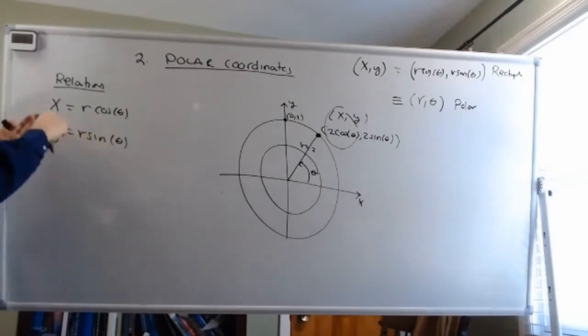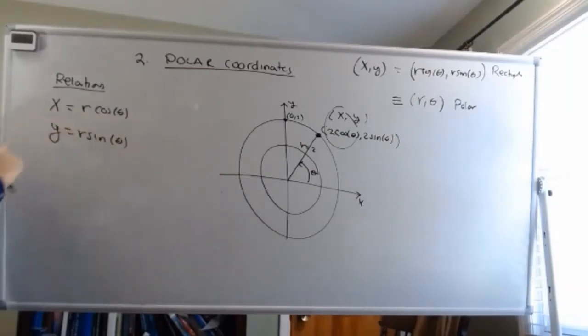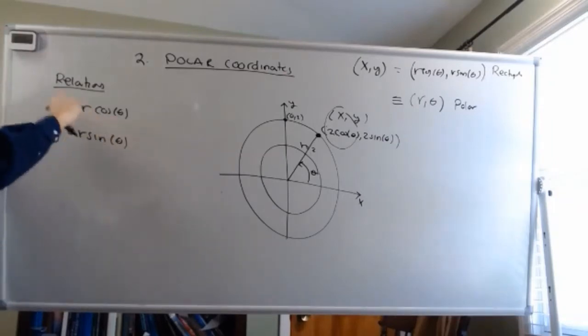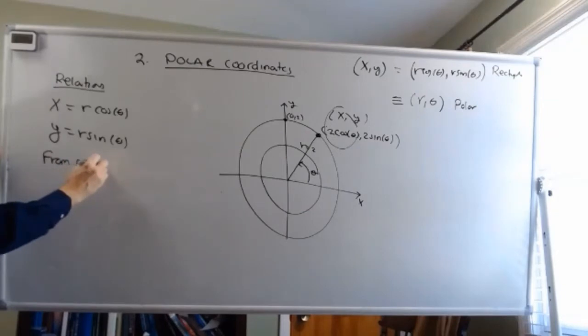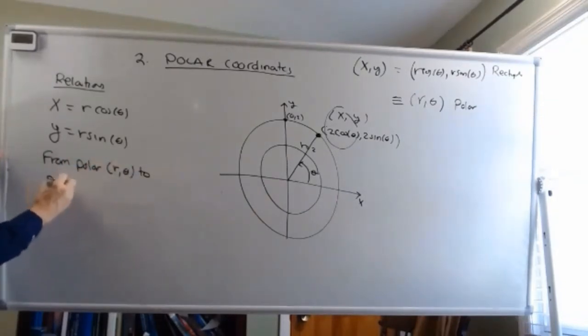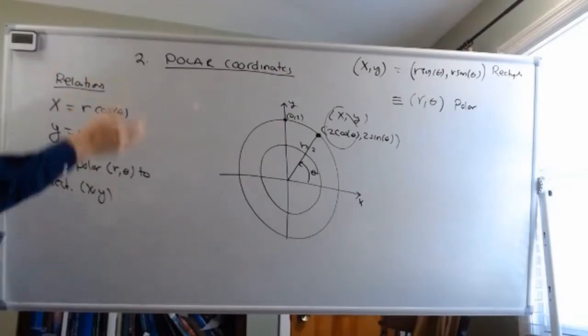Now, that tells me, if I'm given an r and a theta, how to find x and y. So these relations allow me to go from polar to rectangular. I'll show you in a second. This goes from polar, meaning an r and a theta, to my rectangular, meaning x comma y. Well, I need to go the opposite direction as well. Well, we can do that as well.